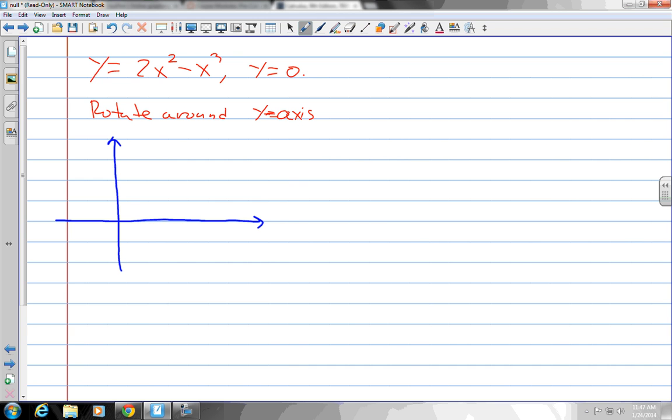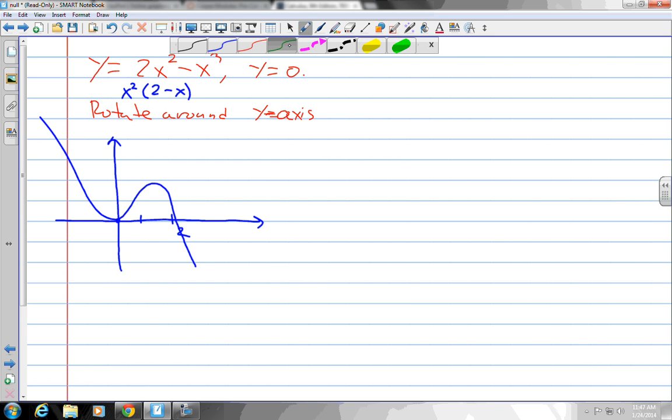So this is a cubic, so cubics are kind of fun. If I try to find the intercept, I pull x squared out, and then it's 2 minus x. So the graph of this thing, this is 2, this is 0. The graph of this thing is something like that. And so we're bounding it by y equals 0. So this is the shape that we're looking at. But then the problem is that we're rotating it around the y-axis.